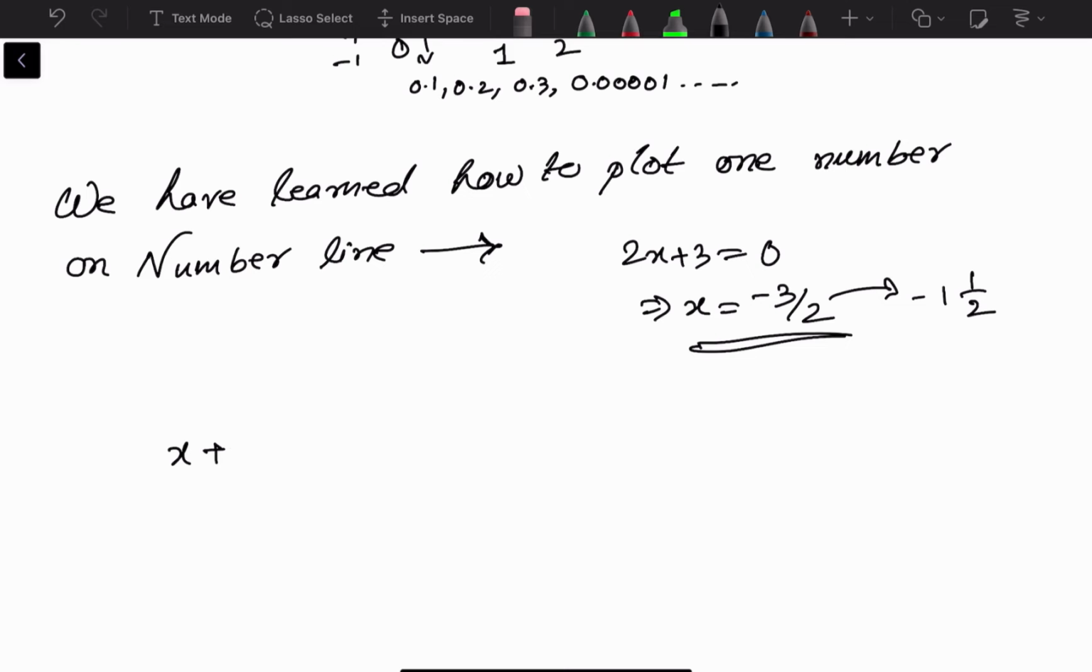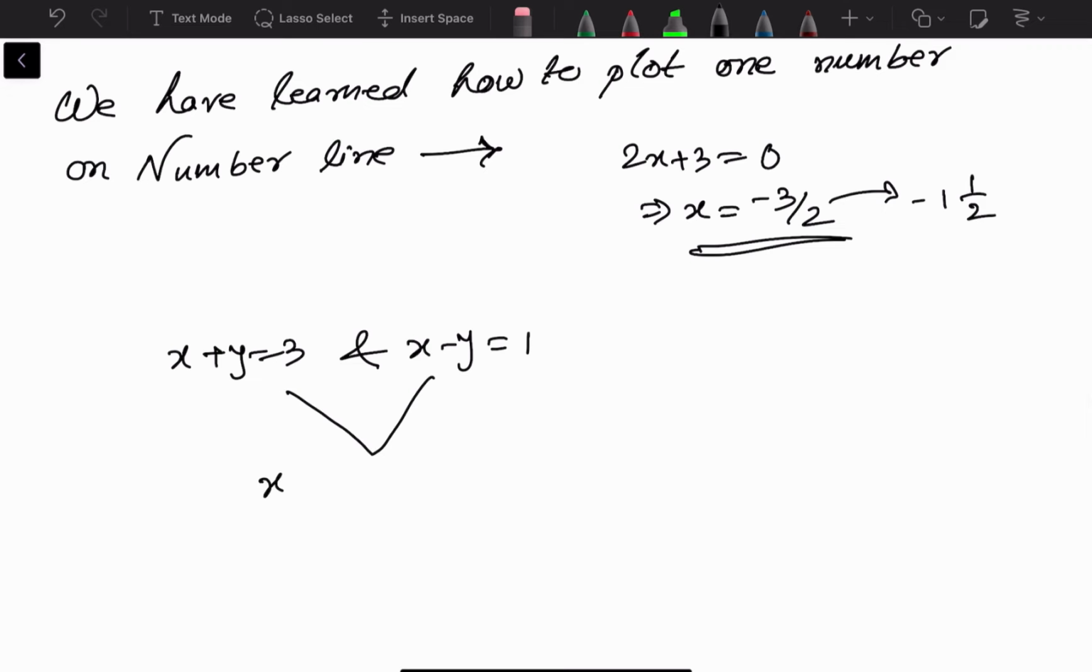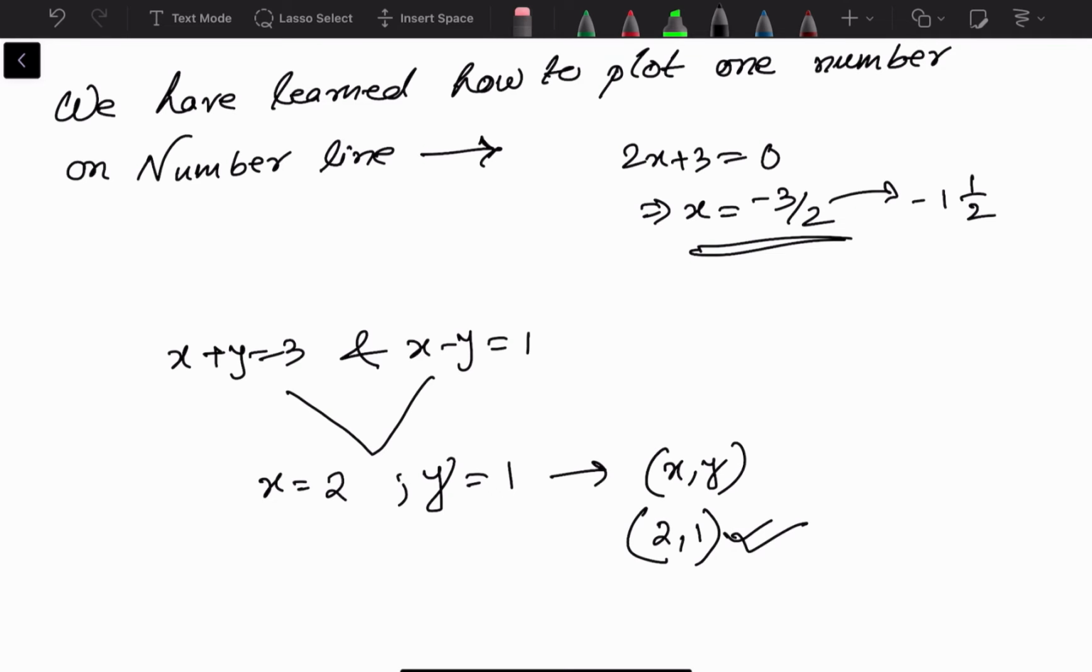Suppose x plus y equals 3 and x minus y equals 1. On solving these two equations, we get 2x equals 4, x equals 2 and y equals 1. So what is the solution? The solution is x equals 2 and y equals 1. If we write it in pair form, x comma y is a pair of values, then the pair of values is 2 comma 1. Yes, that is the point. That is the solution of the given equation.